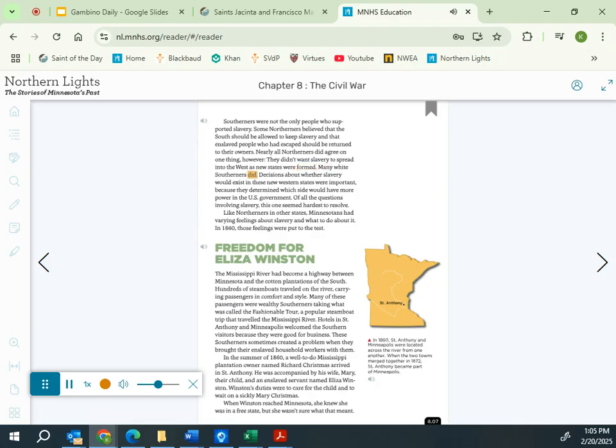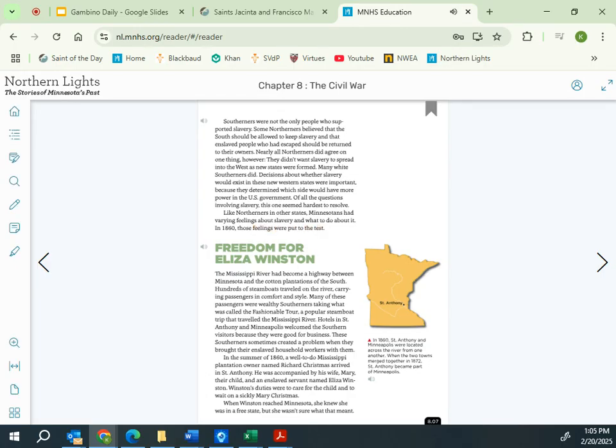Many white Southerners did. Decisions about whether slavery would exist in these new Western states were important because they determined which side would have more power in the U.S. government. Of all the questions involving slavery, this one seemed hardest to resolve. Like Northerners in other states, Minnesotans had varying feelings about slavery and what to do about it. In 1860, those feelings were put to the test.